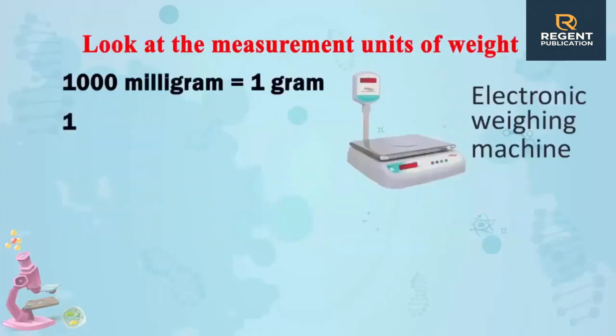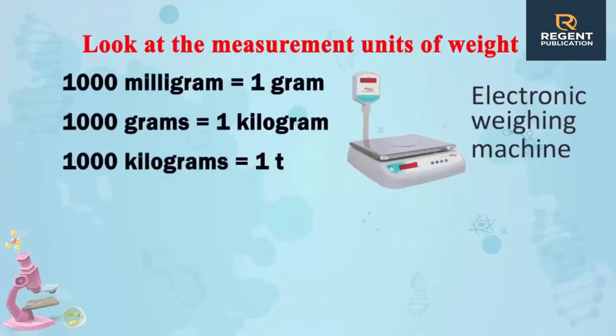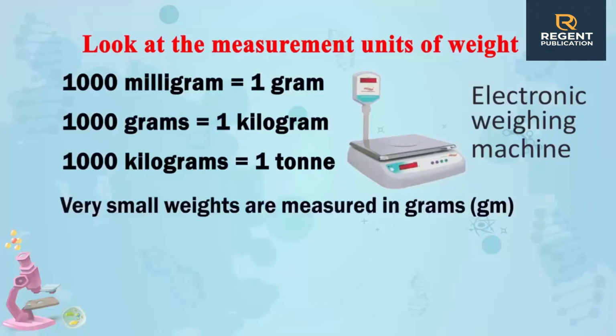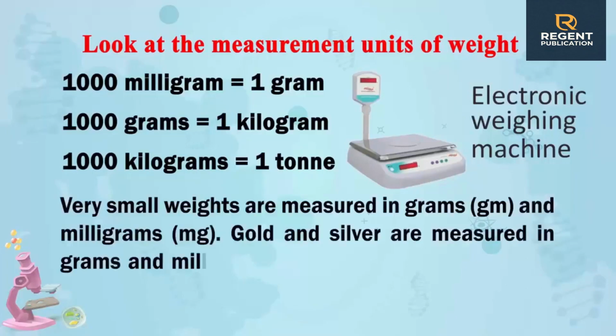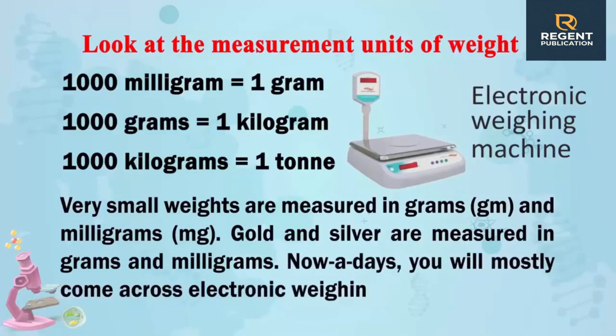Look at the measurement units of weight. 1000 milligrams equal 1 gram. 1000 grams equal 1 kilogram. 1000 kilograms equal 1 ton. Very small weights are measured in grams, g, and milligrams, mg. Gold and silver are measured in grams and milligrams. Nowadays, you will mostly come across electronic weighing machines.